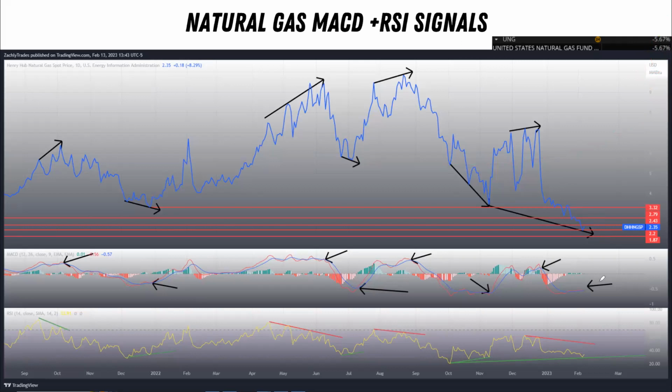Now, what's really interesting is that we've normally gotten a MACD signal each time we've had these divergences, right? So what we're seeing now on the MACD is it's actually very, very flat.